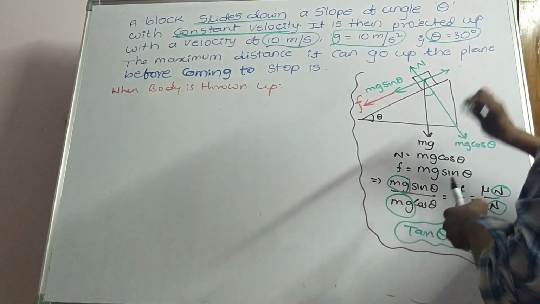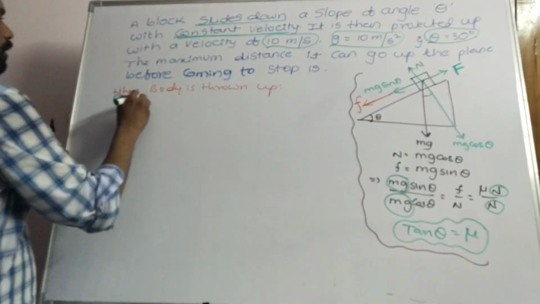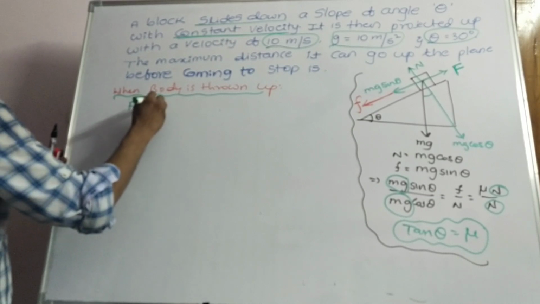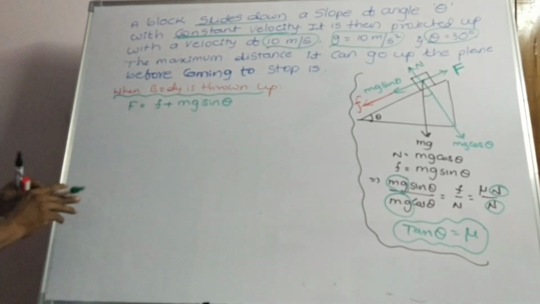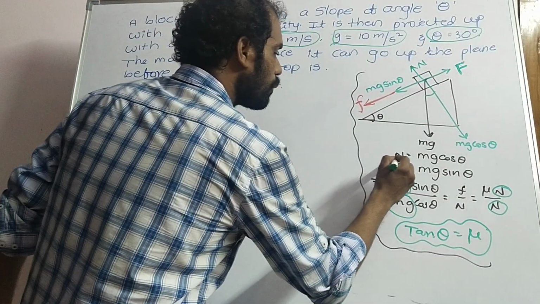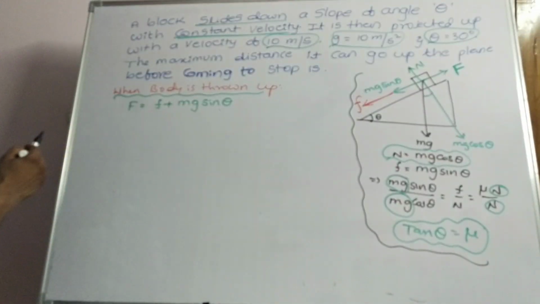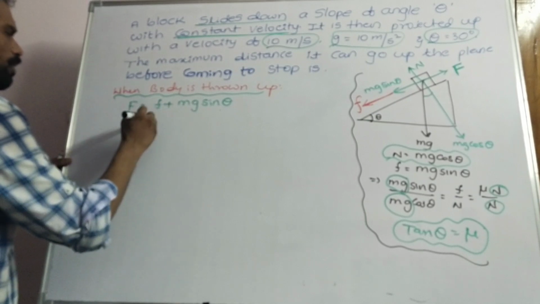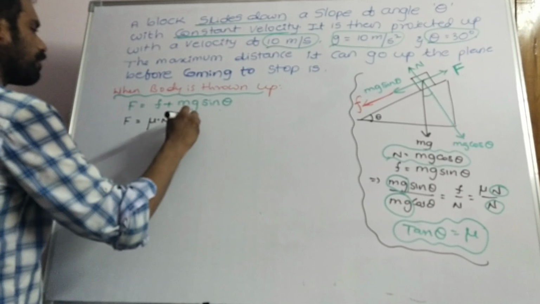Here the force will be capital F. Force becomes capital F. Now in this situation, the resultant force F is equal to frictional force plus mg sin theta. Here we know normal reaction is equal to mg cos theta. See here, F is equal to the frictional force, which can be written as the product of coefficient of friction and normal reaction, plus mg sin theta.